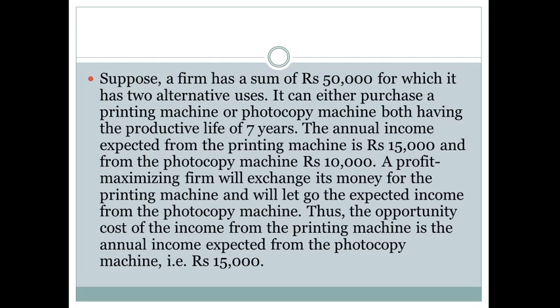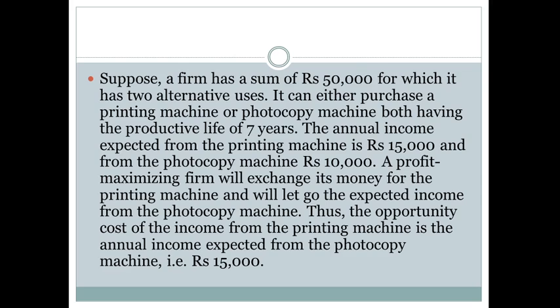Suppose a firm has a sum of rupees 50,000 for which it has two alternative uses. It can either purchase a printing machine or a photocopy machine, both having a productive life of 7 years. The annual income expected from the printing machine is rupees 15,000 and from the photocopy machine rupees 10,000. A profit maximizing firm will exchange its money for the printing machine and will let go of the expected income from the photocopy machine. Thus, the opportunity cost of the income from the printing machinery is the annual income expected from the photocopy machinery, rupees 15,000.